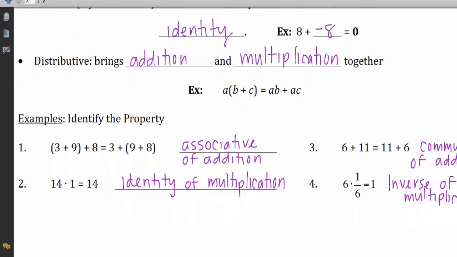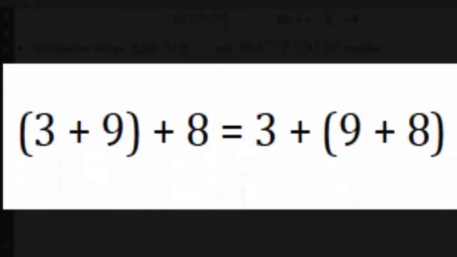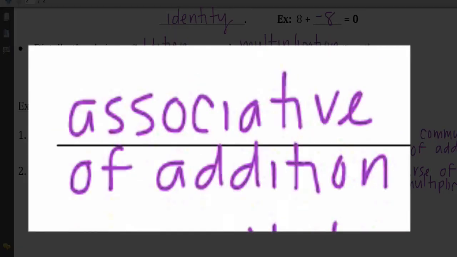So there's a few examples here that we want to go through. The first example: the quantity 3 plus 9 plus 8 equals 3 plus the quantity 9 plus 8. Often when I'm going through these problems, and keep in mind these are easier examples, the thing you want to ask yourself is what changed from the left side of the equation to the right side. If we look at this, we can tell that whatever's inside the parentheses, the groups, are changing. So we know this needs to be the associative property. Since we're dealing with addition, our answer would be the associative property of addition.